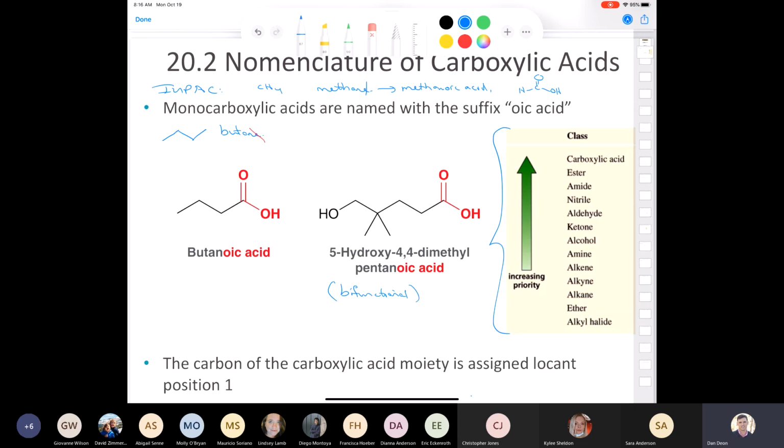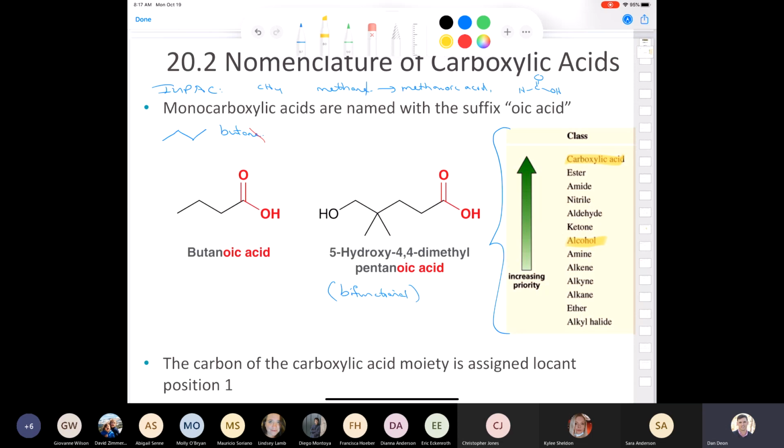So let's say you had a ketone and an amine in the same compound. How would you call the compound? Would you say it's a ketone, or would you say it's an amine? Since ketone is higher in terms of priority, you would call the compound a ketone. And so in this compound that we're looking at, 5-hydroxy-4,4-dimethyl pentanoic acid, it has both a carboxylic acid and an alcohol in it, but you can see that nothing beats the carboxylic acid. It's the king of the castle, so to speak.